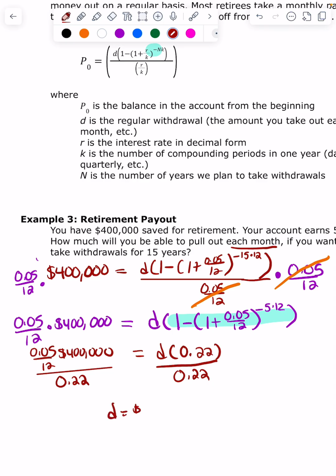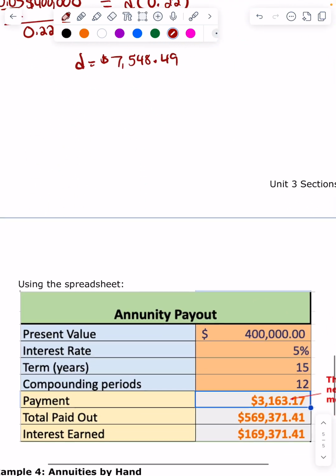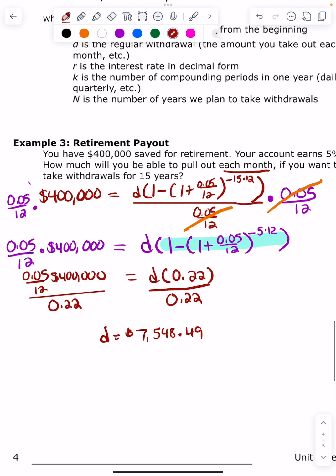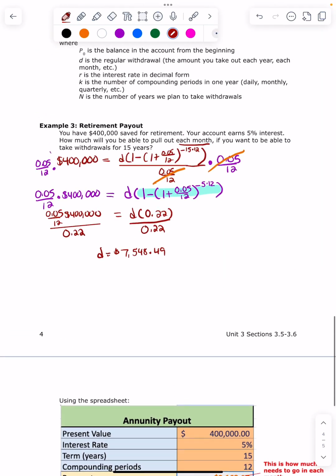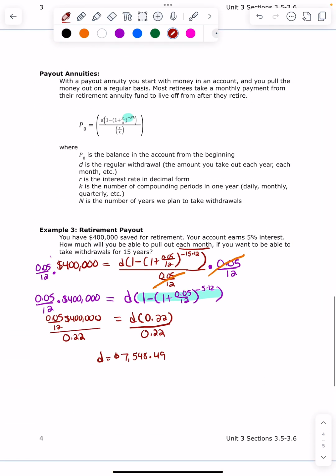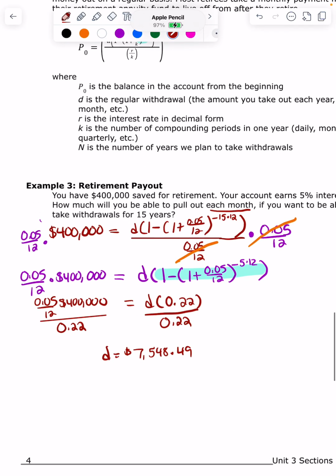So I'm getting that D, or the monthly payments to the account, is 7,540. Well, is it monthly? Oh, wow. 48.49. That seems rather high. Yeah, it's not the right answer. 5%, 15, and 12. Where did I go wrong? Oh, I see. I put a 5 instead of a... You know what? You all probably caught that mistake. I had 5 instead of 15.